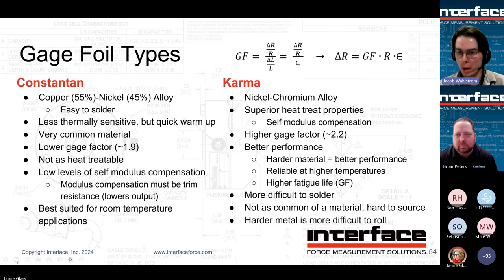And in the top right, you'll see the gauge factor formula. So this is a property of the foil, and it's basically what correlates the change in resistance for a given strain. So a higher gauge factor for the same strain means you're getting more output for the same amount of deflection or strain. And that's really important for fatigue life, which is why we use Karma. Next slide, please.